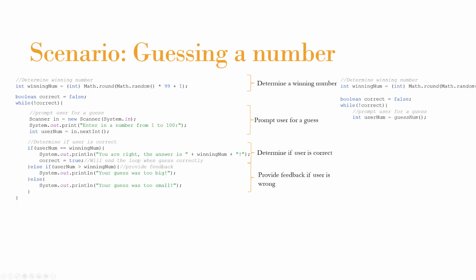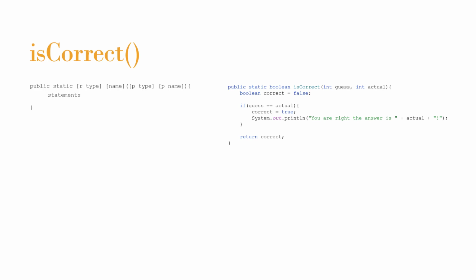The next thing we're going to do is determine if that guess is correct. Once again, here is the basic format for a method, and here is our code for isCorrect. The point of this is it's going to take two ints and compare them. If they're equal, it'll return true, and it will say the answer is correct, the actual value is this. If it's not, it'll just return false. Notice it's taking those lines of code and consolidating them into this method, and our return type is a Boolean.